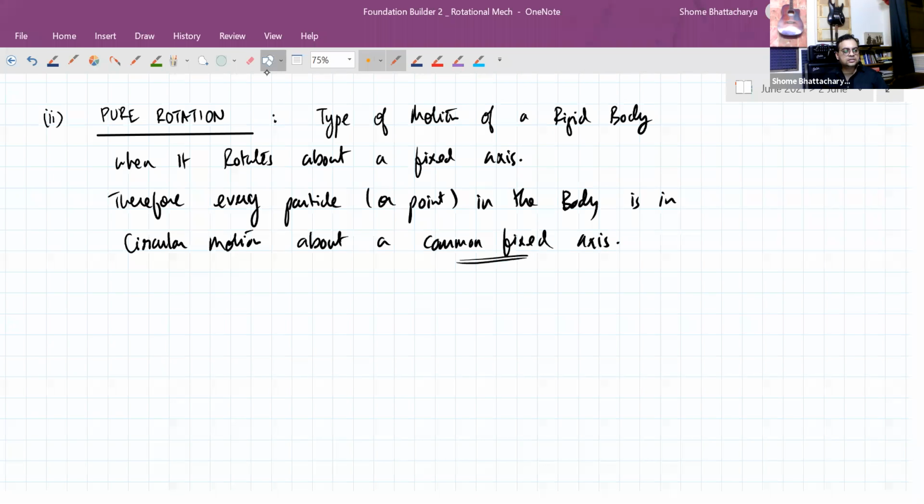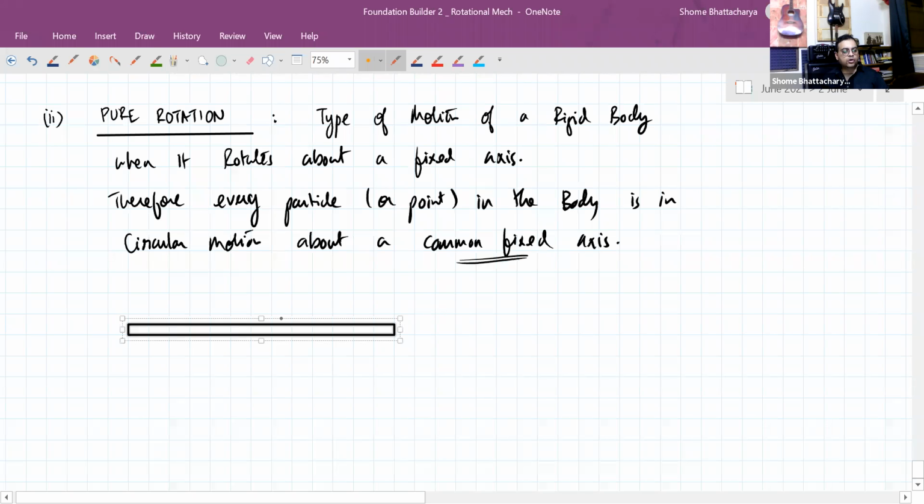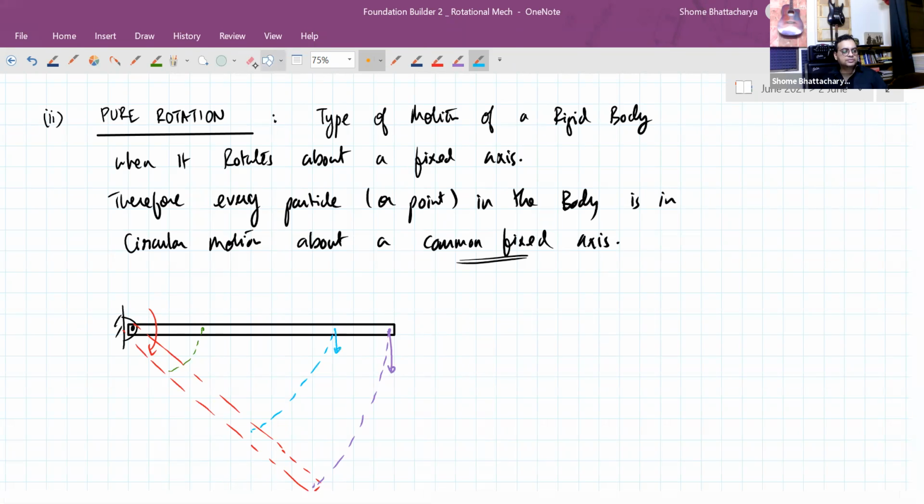Whether it is a case of a rod which is rotating about a hinge on the wall like this, let's say. If the rod is rotating like this, then after some time it might have taken this kind of a position. You can see that all points within the rod are describing circular paths, and all of them about a common axis. They might have individually different distances traveled and different amounts of velocity. Like this one will have a tangential velocity which is more than the tangential velocity that this one will have.